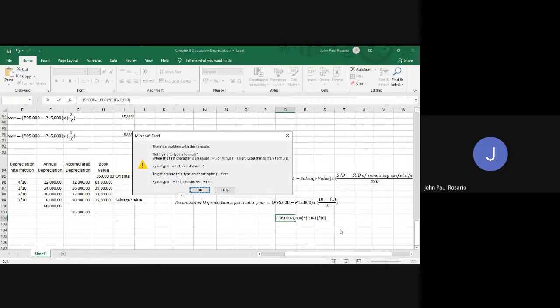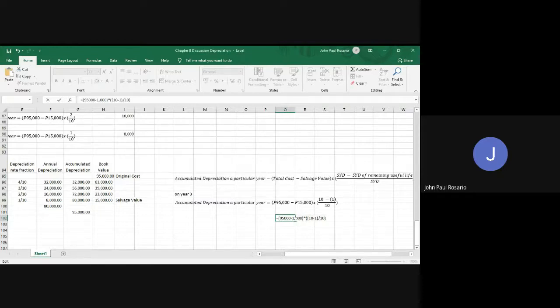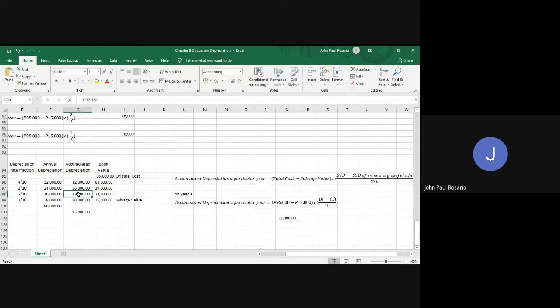There's a problem with this formula. Like, this is 15. So with that, we have calculated the accumulated depreciation in year 3. So what if on year 2?